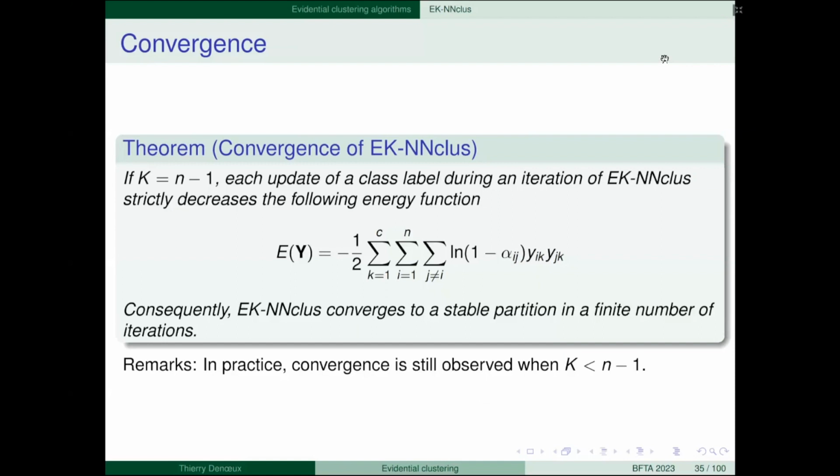So this first theorem tells us that the algorithm converges to a stable partition. In practice, we can still observe convergence even if k is much larger than n-1, although the rigorous proof was given only for the case k equal to n-1. Maybe this is also true for smaller values of k, but I never found a case where it didn't converge, even for a small k.